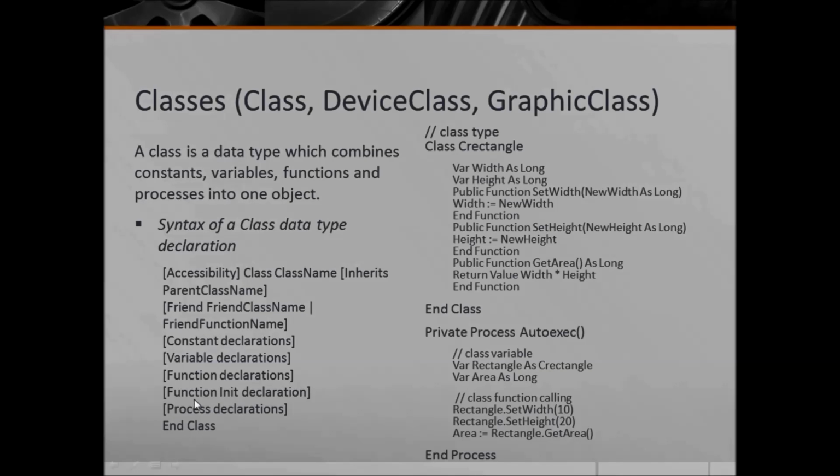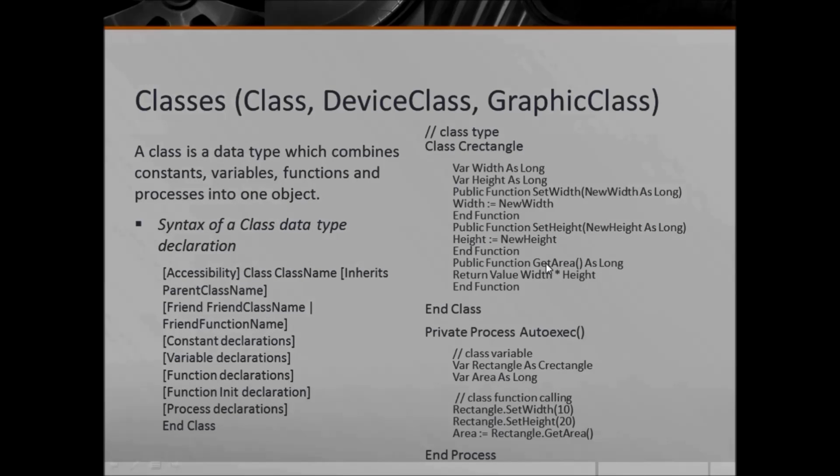When you declare a function called init inside a class, this init will be executed when the class is loaded into memory. So this will be an initialization, or in Java or C, it can be a constructor element. So for example, we have a class called rectangle with variable width, height, function set width, function set height, and function get area.